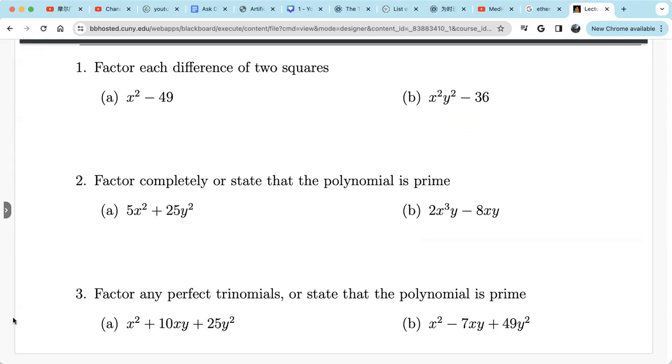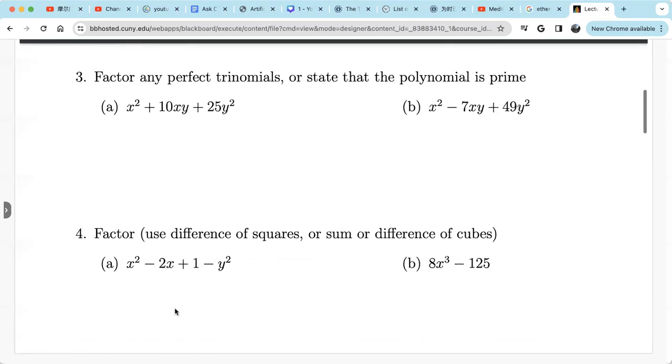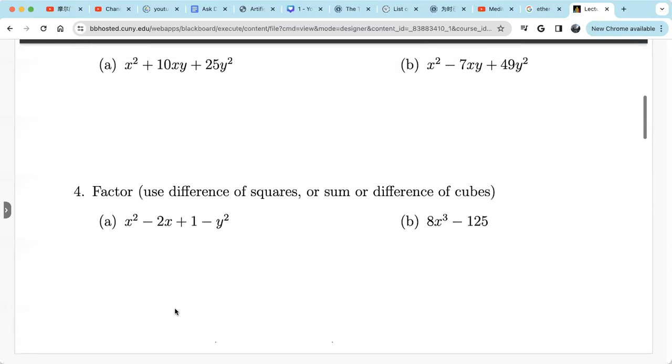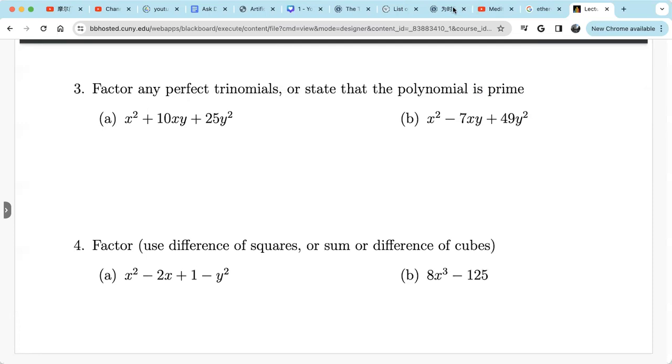Let's see, 3 and 4. So total 5. So let's see this one.